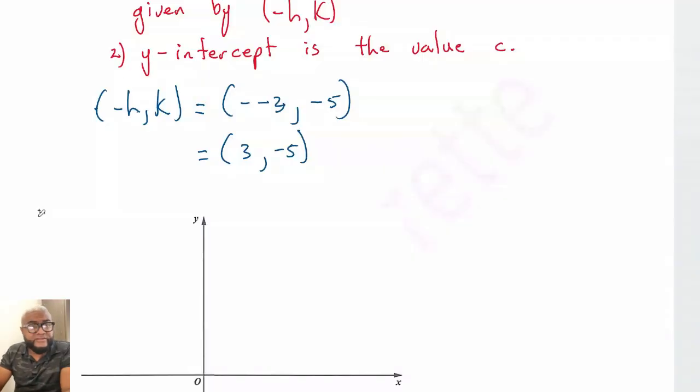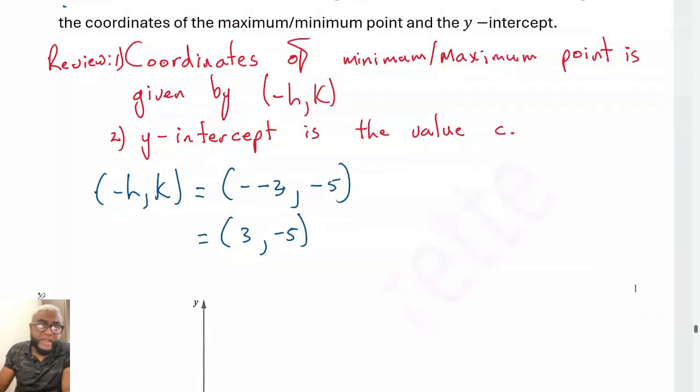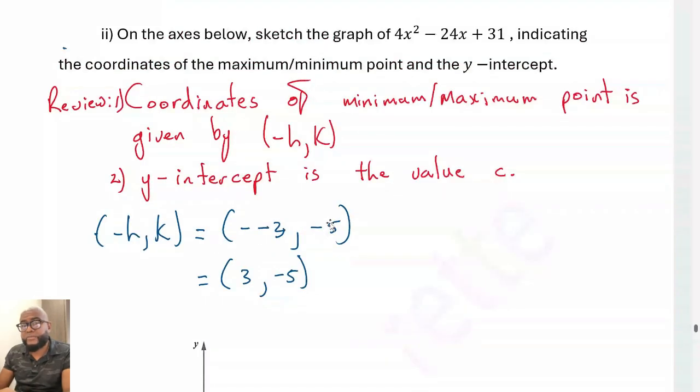Right, so negative h comma k will be the coordinates of my minimum or maximum point. So it'll be negative of negative 3 because h is negative 3, k is negative 5, right? So this coordinate here will be the coordinates of my maximum or minimum point, right? And then what's the value of c from that quadratic above, my children? 31. Everybody good there? So we have the two things that CSEC wants us to show.